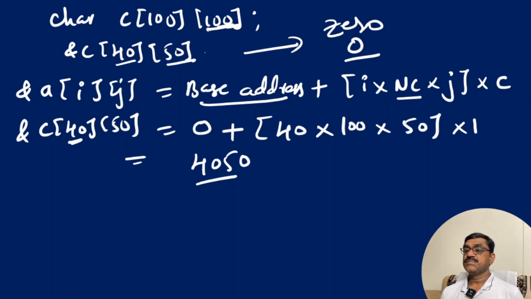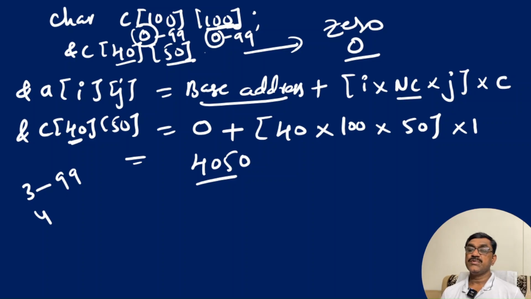the equation base address plus i into NC plus j into C is only valid when the index, that means whenever we say char C[100][100], here the starting index is 0 and the ending index is 99. Here also the starting index is 0 and we are reaching 99. When the starting index is 0, this is the equation we have to use. But in some cases, they are going to explicitly specify the starting index. Assume that they are giving the starting index 3 and the ending index 99, and for the second dimension, the starting index is 4 and the ending one is 99. In this case, the starting index is not 0.